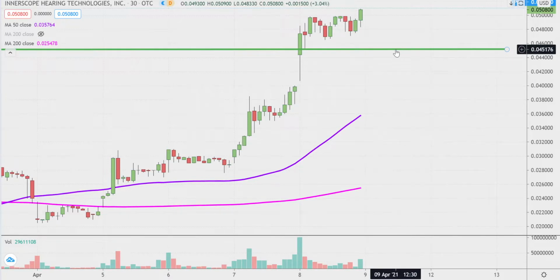With that being said, it's not like if the price falls below that level, then that implies the entire chart's destroyed or ruined or anything like that. But if the price could manage to stay above that area, that would certainly be a fantastic sign of strength moving forward.